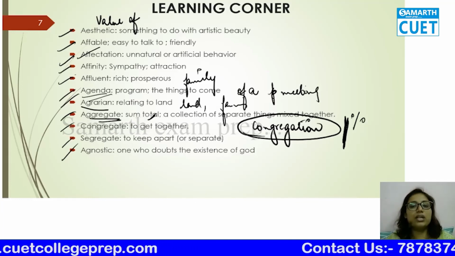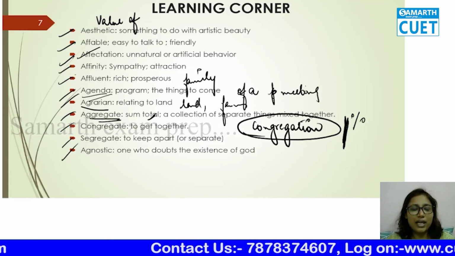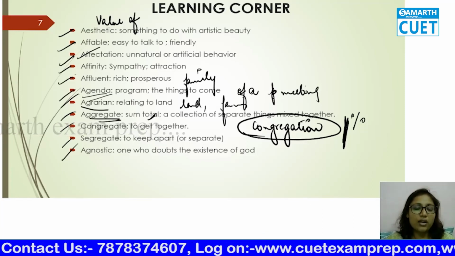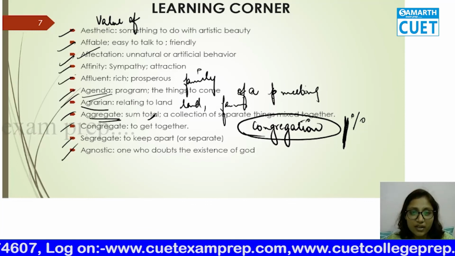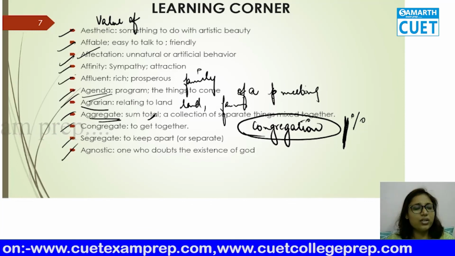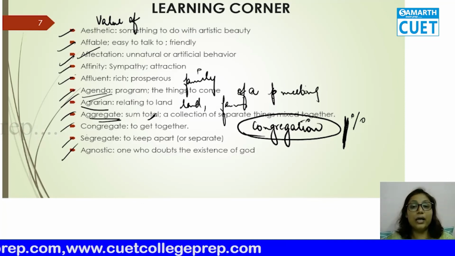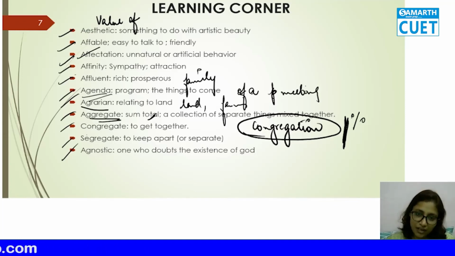Agnostic: a person who doubts the existence of God. He is not an atheist. An atheist is somebody who says there is no God. So an agnostic is not religious or not a believer of God, but neither do they deny or accept the presence of God. They are a little doubtful. They don't know if God is there or not. They are not completely on any of the sides. They are somewhere in the middle.